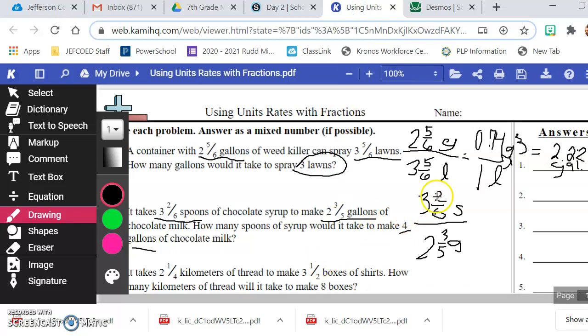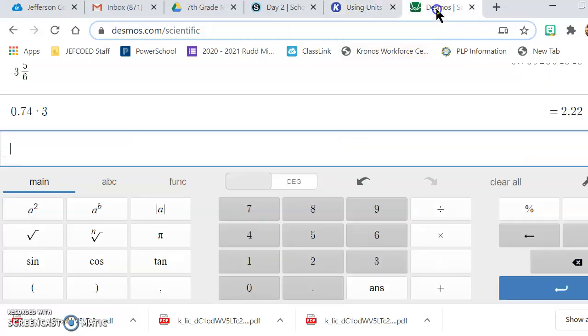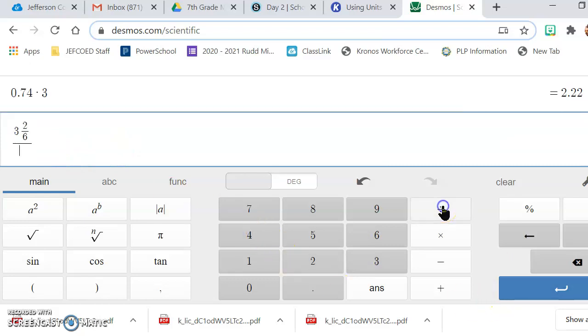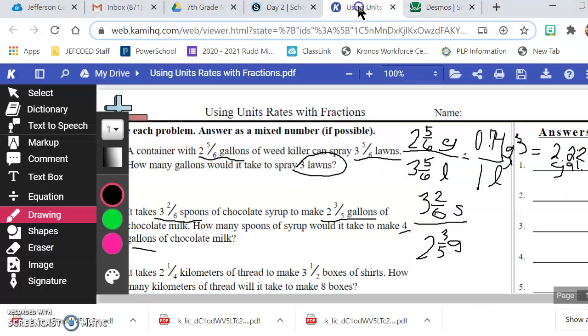So right here we got 2 over 6 and our whole number is 3. So here's my fraction button. 2 over 6. I'm going to use this back button right here. 3. All right. We're going to divide. Notice it makes it into a fraction right there.